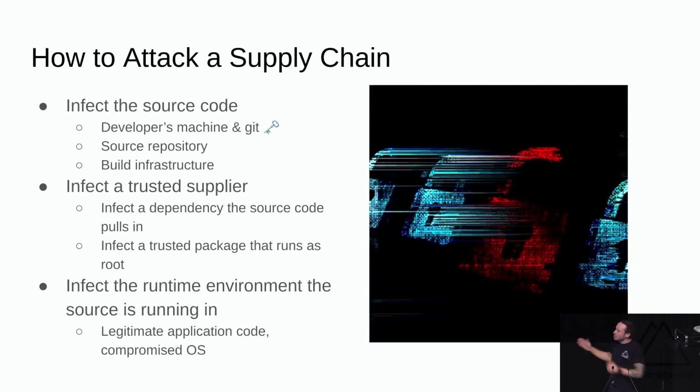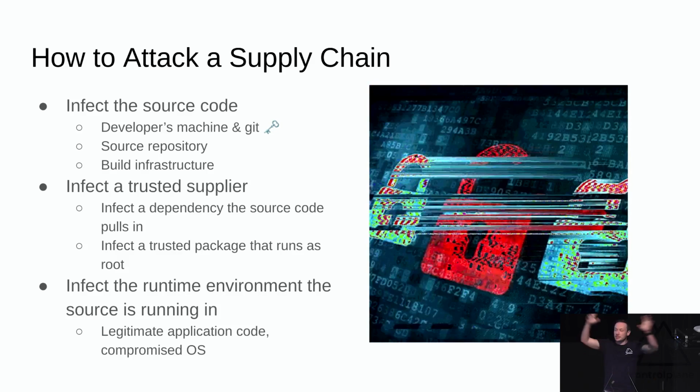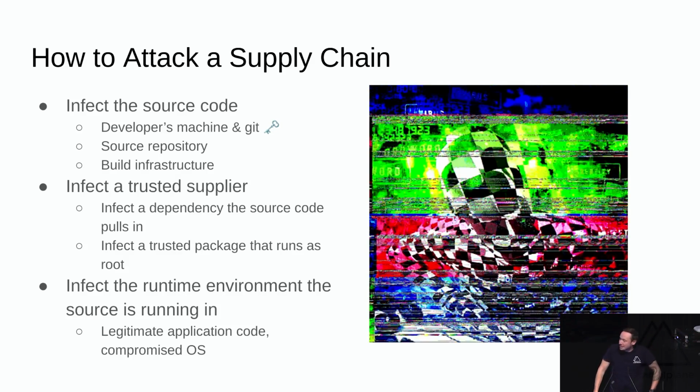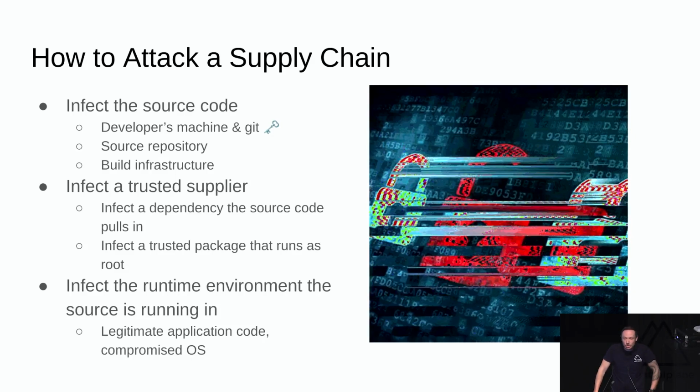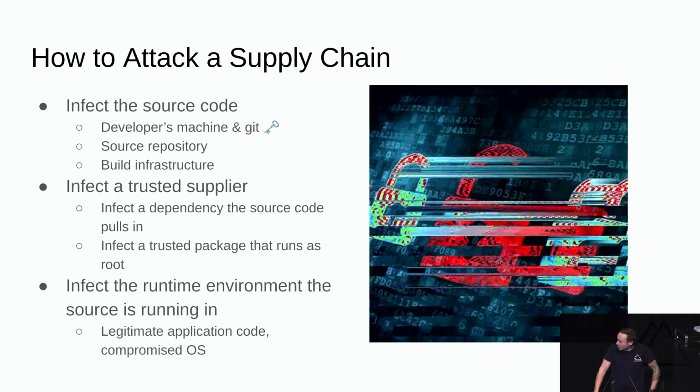We can attack a trusted supplier. So a dependency that the source code pulls in. This is the big problem with dependency graphs. You can go to deps.dev to see how many dependencies, immediate and transitive, are pulled in by your favorite piece of software. Hint, it will be a hell of a lot.